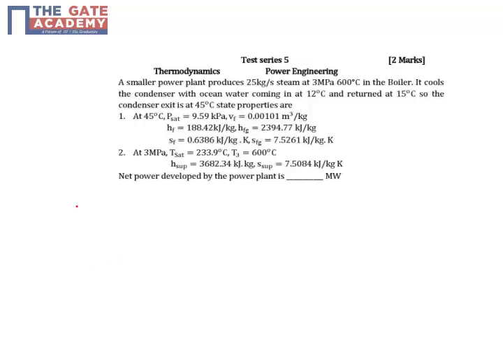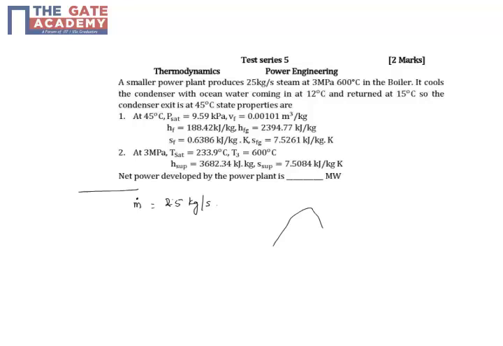Let us discuss a question from thermodynamics. Basically, this is again a question on the Rankine cycle. A steam power plant produces 25 kg/s, so this is the mass flow rate, at boiler condition.